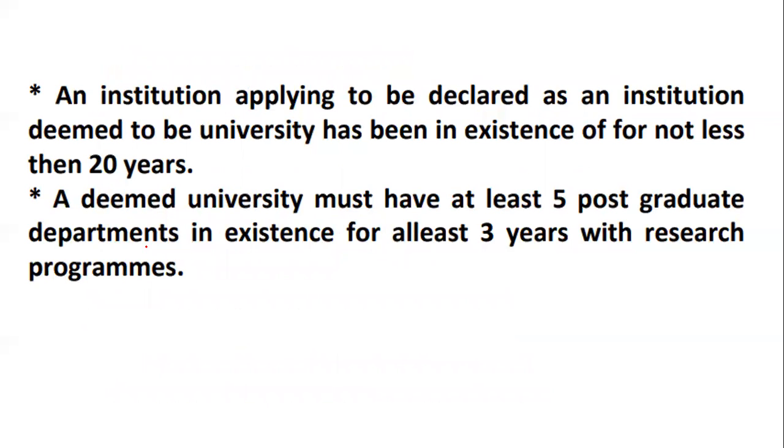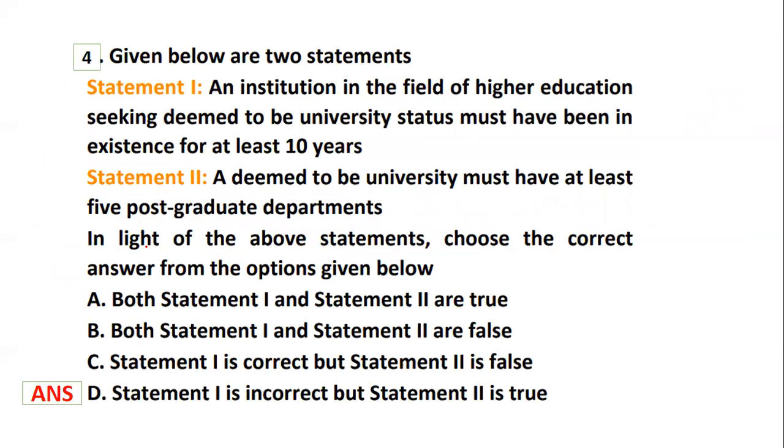An institution applying to be declared as deemed to be university should have existence for not less than 20 years. The first statement was talking about existence for 10 years. No, it is not 10 years. It should have existence for not less than 20 years. And the deemed university must have at least 5 postgraduate departments. You must make a note of this. It can come in any form of statement. So there should be 5 postgraduate departments, and at least 3 years with research programs. Five should be there, but out of that, 3 should be into research programs, at least 3 years. Hence statement 1 is incorrect and statement 2 is true.